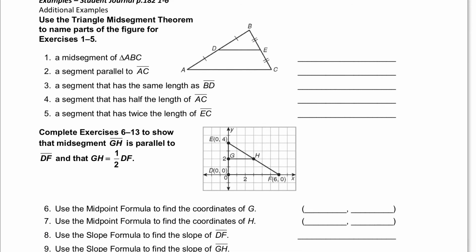It says, use the triangle mid-segment theorem to name the parts for the figure. A mid-segment of triangle ABC. So we just have to name a mid-segment of triangle ABC, and that would be DE. We'll just do the one that's shown. Then it says a segment parallel to AC. Well, parallel to AC, that would also be DE. A segment that has the same length as BD. The same length from B to D would be A to D.